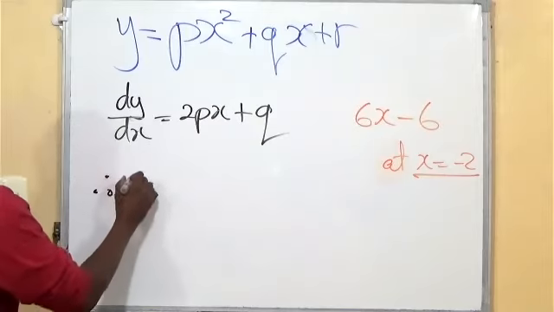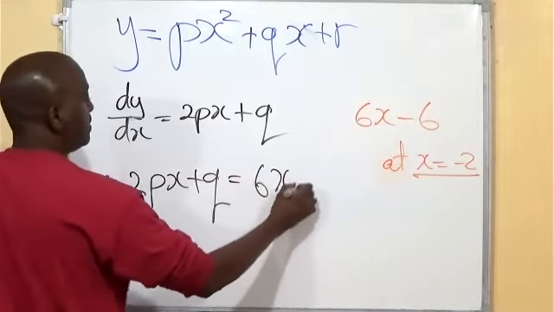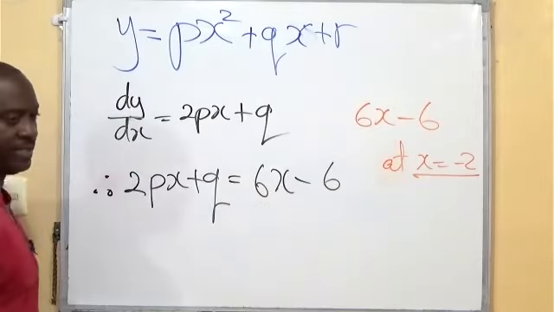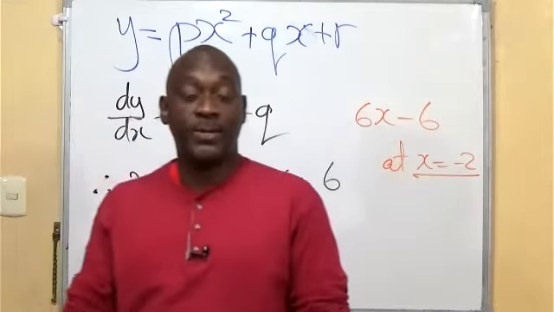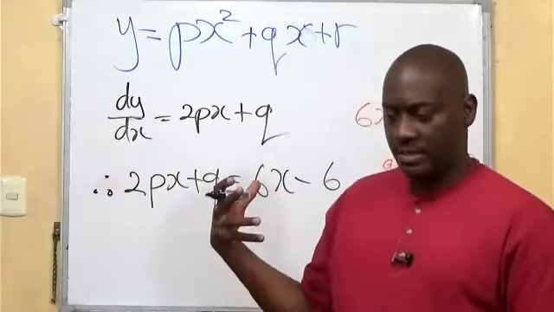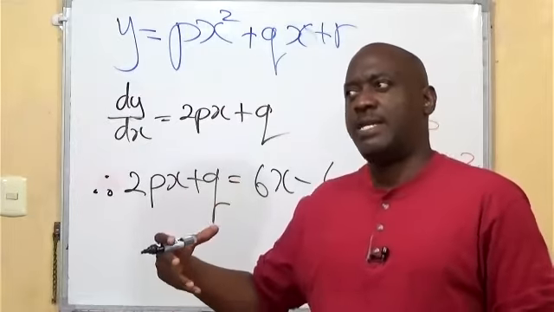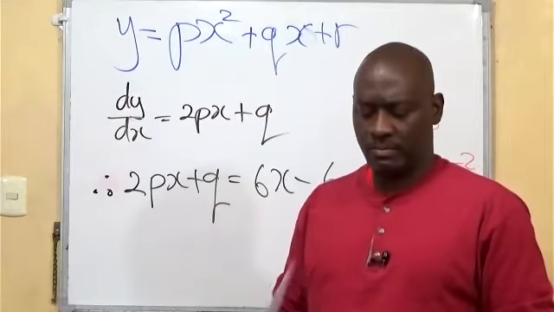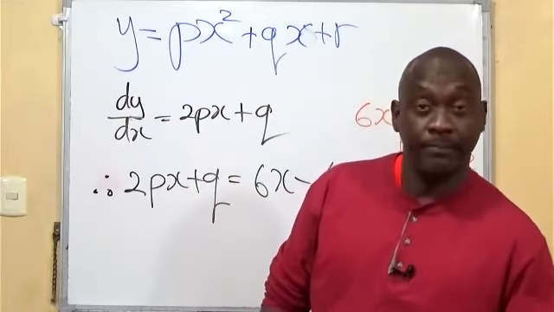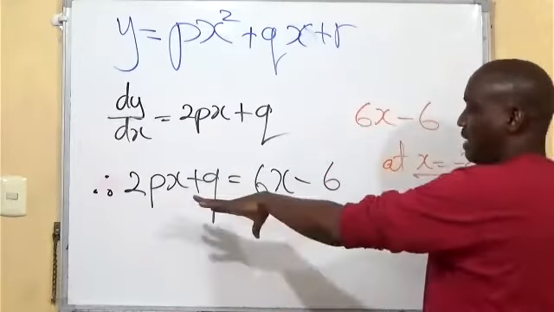Therefore, 2px plus q is equal to 6x minus 6. So we have a special technique here which we refer to as equating coefficients, which we sometimes use in solving questions on the remainder theorem. But in 9 cases out of 10, you could get away with doing the solution without doing that. But it's still a technique to be aware of because you need it here.